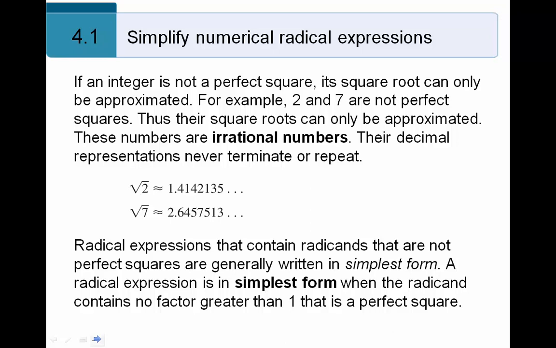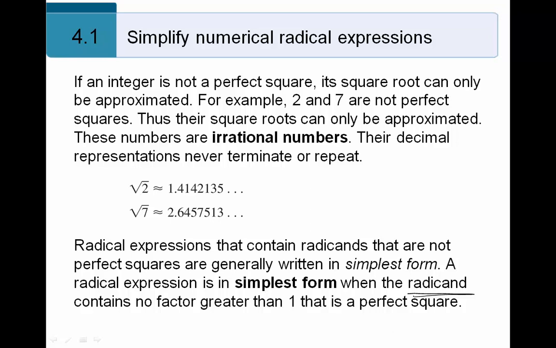Radical expressions that contain radicands that are not perfect squares are generally written in simplest form. A radical expression is in simplest form when the radicand, which is, just recall, what's underneath the radical sign, contains no factor greater than 1 that is a perfect square.